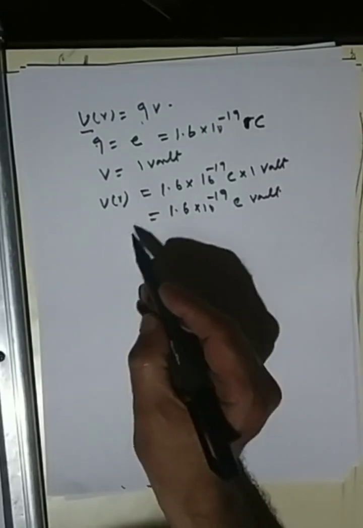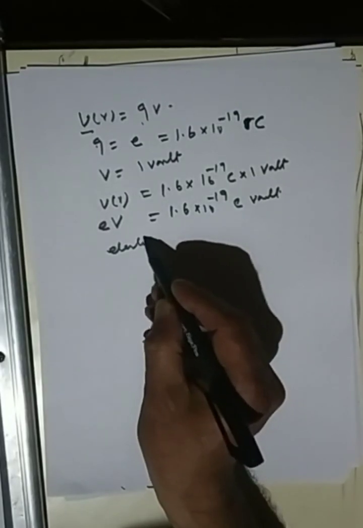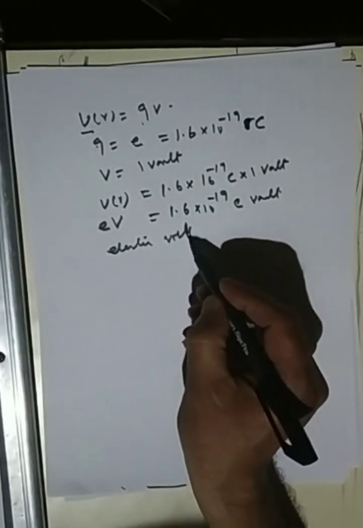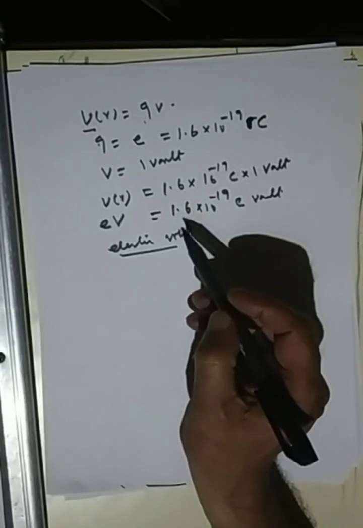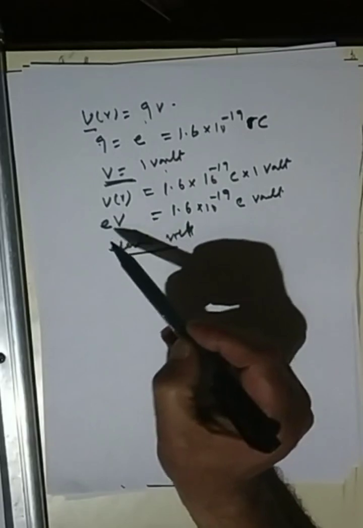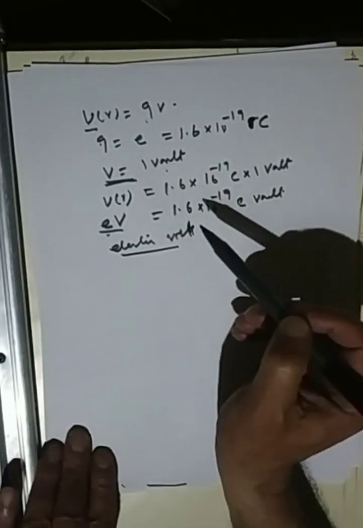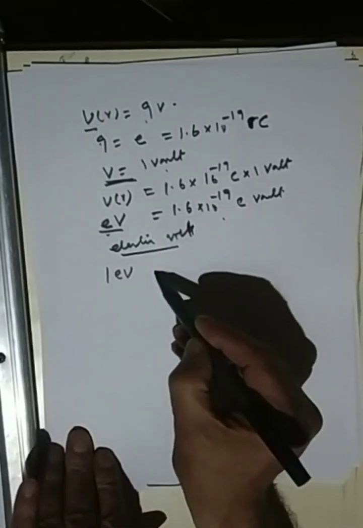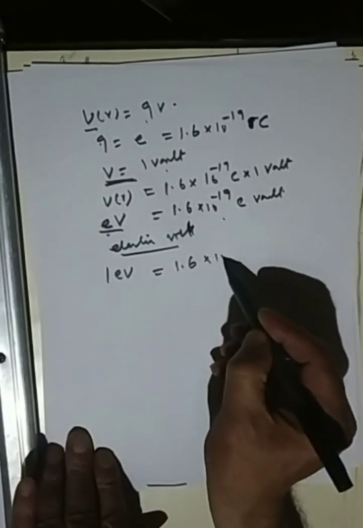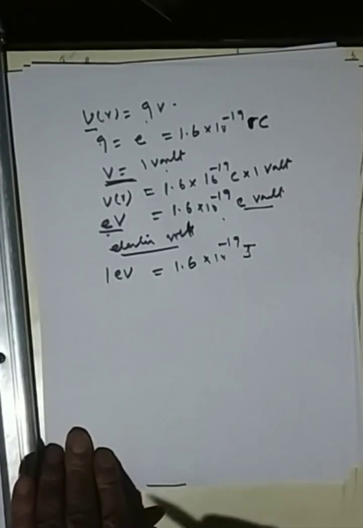That is also called an electron volt. So we define electron volt as follows: when an electron is accelerated by a potential of 1 volt, then the energy stored will be 1 electron volt. Okay, so 1 electron volt we have seen is 1.6 into 10 raised to the power minus 19 joule. Coulomb volt means joule.